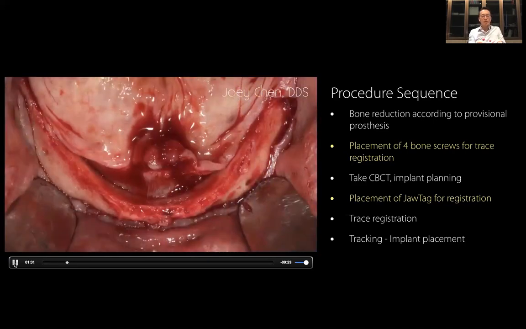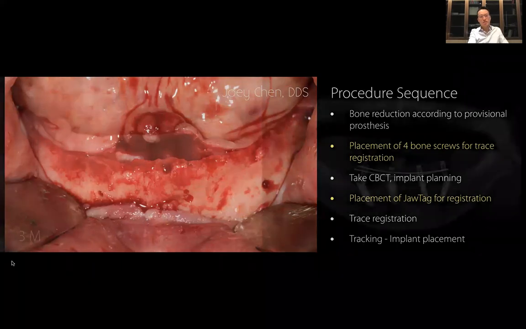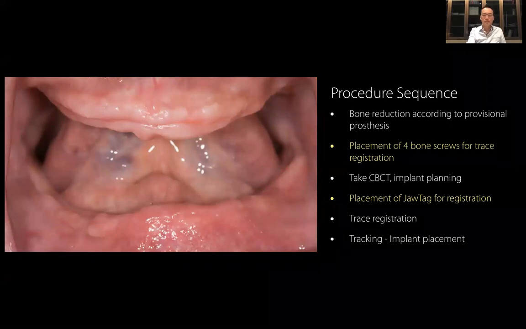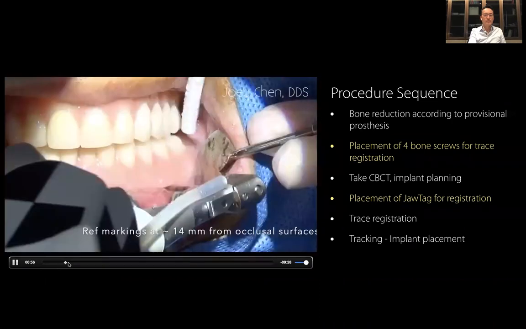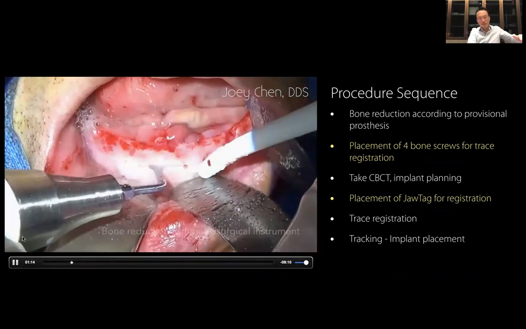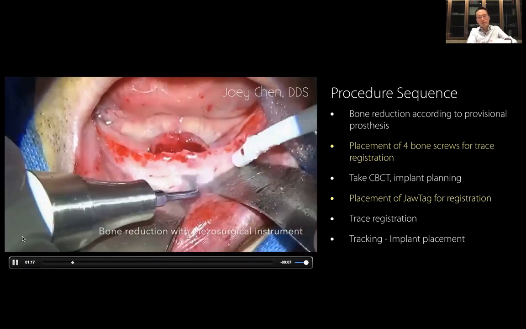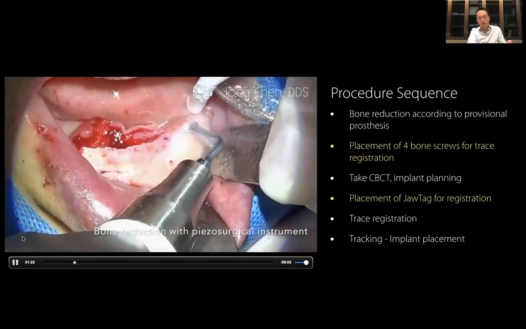And after I drill the 4 holes, then I remove the denture and I make a crestal incision and then expose the ridge. And here we see these are my bone reduction holes. So now what I need to do is connect the 4 index holes. And the instrument I use is a piezo surgical instrument. You can use a straight fissure burr with straight handpiece.